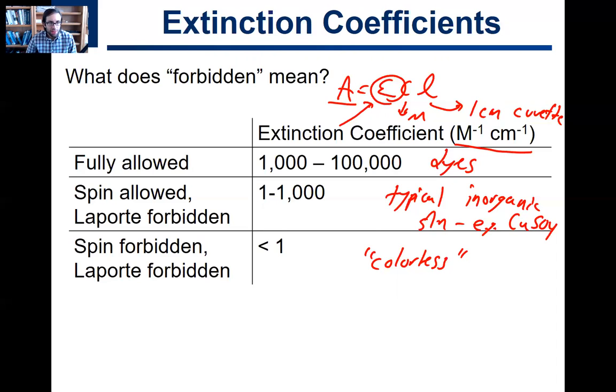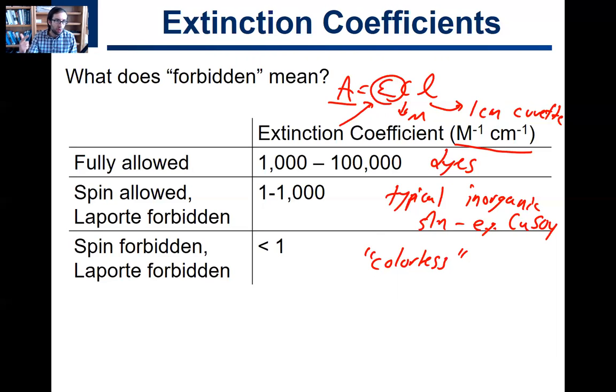And so if you have a high extinction coefficient, something higher than 1,000 inverse molarity, inverse centimeters, that's typically what we think of as a dye. It's going to be very, very dark. You only need a very little bit of it to make a whole T-shirt a certain color, right? So it'll be inexpensive in that way. It'll be durable, right? So those are fully allowed transitions.